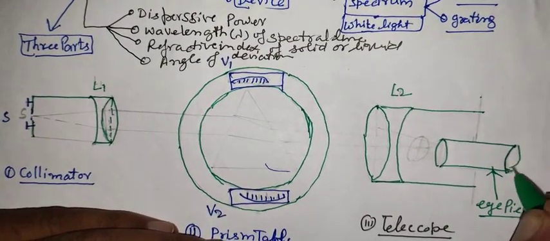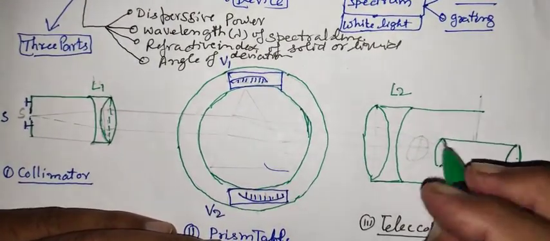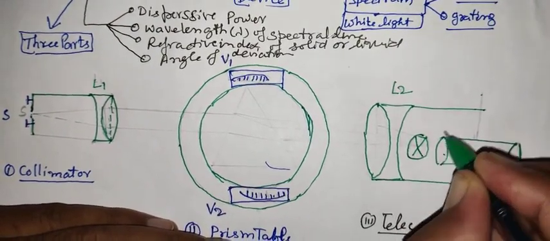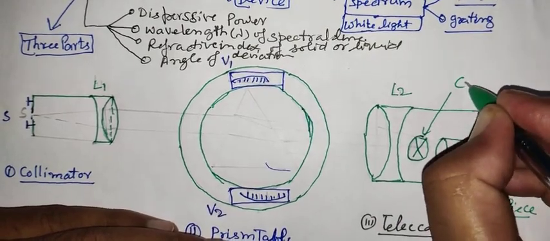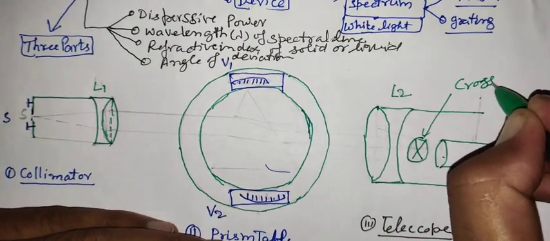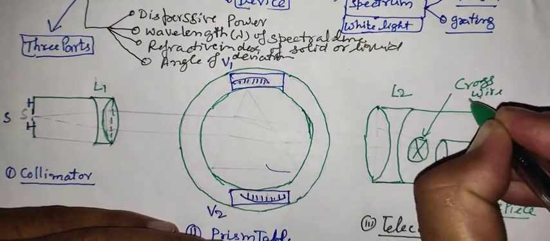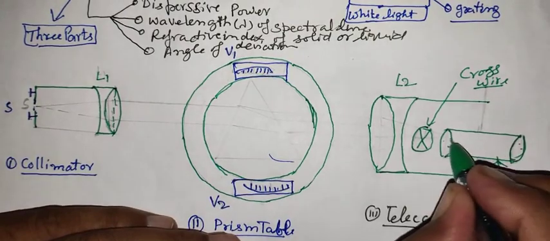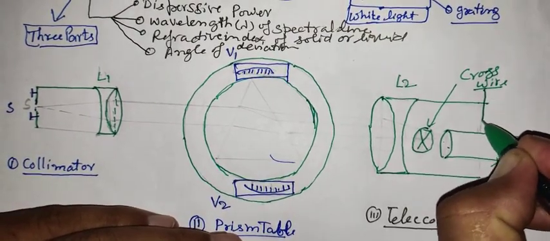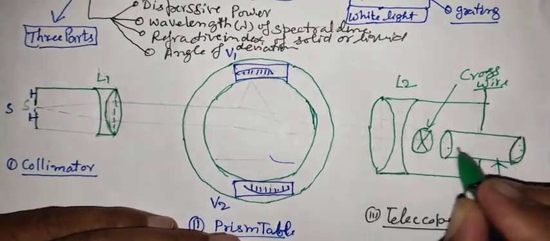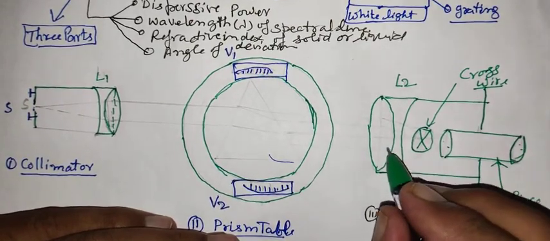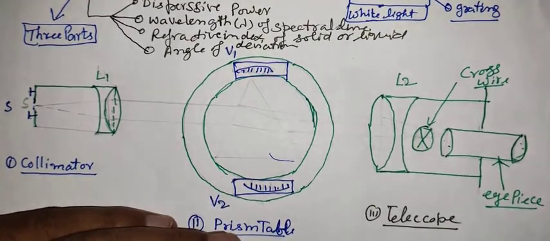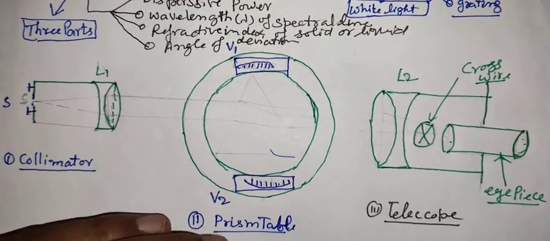The eyepiece contains convex lenses on both sides, and a cross wire is fixed with it. This eyepiece is free to move inside. It is closed from this side. It is free to move. The distance between lens L2 and this eyepiece can be adjusted according to the need.